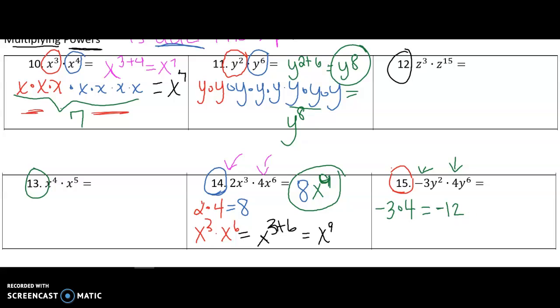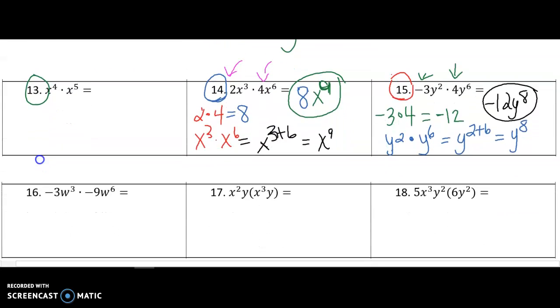And now I'm going to do the ones with common base. y to the 2nd times y to the 6th. Again, they have the same base and I'm multiplying, so I'm going to say 2 plus 6. That's y to the 8th. So my final answer, I'm going to write that all together, is going to be -12 y to the 8th. All right. So that's kind of all we do here multiple times. It's just kind of write it that way.